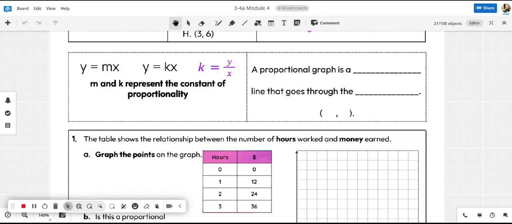Let's move on to the second part. You're going to see these equations fairly often, especially the first one, y equals mx. M and k represent the constant of proportionality, which will also be called the slope. We're going to be talking about proportional graphs. A proportional graph is a straight line, so not curved, that goes through the origin. Remind yourself the coordinates of the origin, 0, 0. If a line goes through 0, 0, it is proportional.